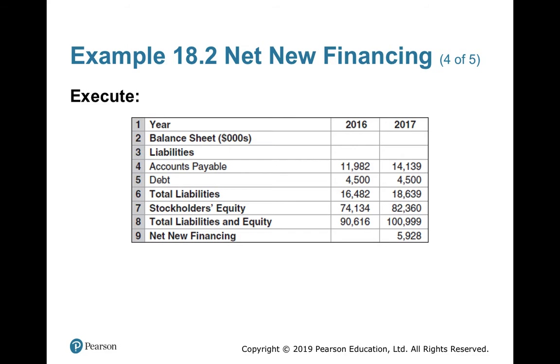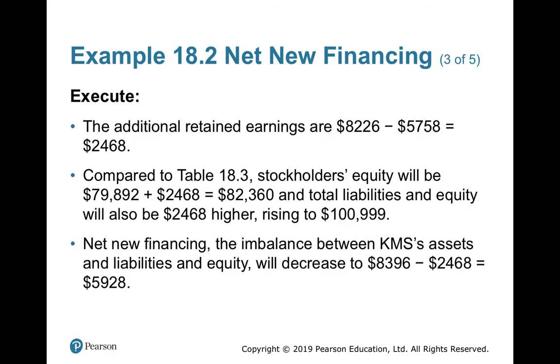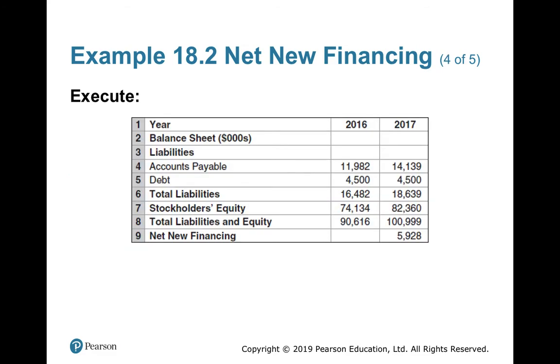Then the balance sheet will look like this. Accounts payable, debt as it is, total liability, stockholder equity. The stockholder equity will be 74,134 added with, see, 74,134. Write it down in your calculator please. 74,134 plus the whole net income 8,226 is equal to 82,360. See here, 82,360. And the total liabilities is 100,999.